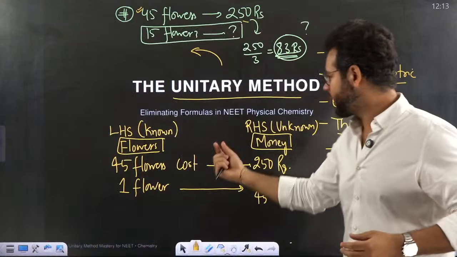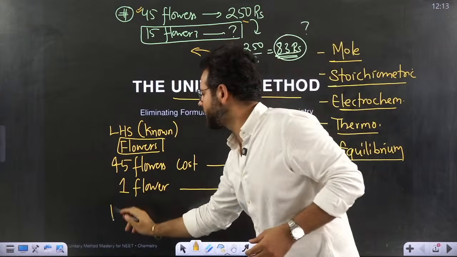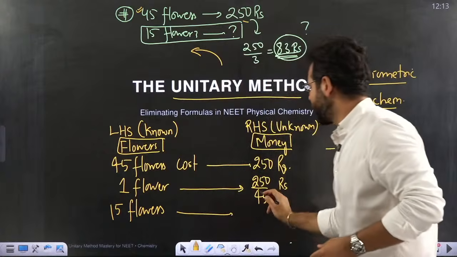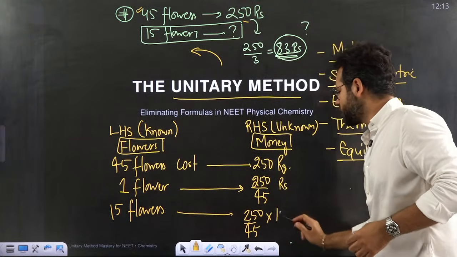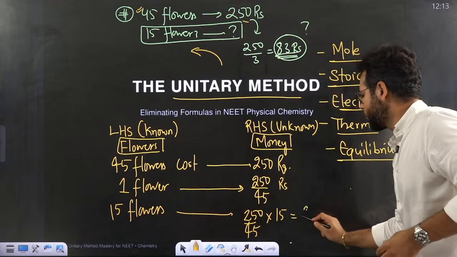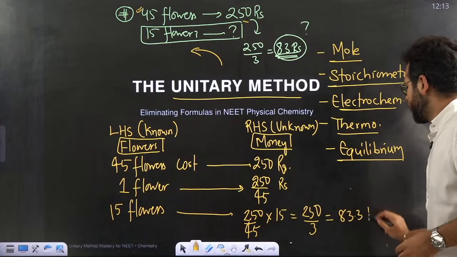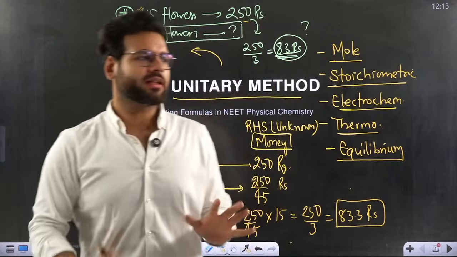Whatever the number is there, bring it to the denominator. And then you are trying to purchase 15 flowers. So then you will say 15 flowers cost how much? If one flower costs 250 by 45, 15 flowers will cost into 15, which is 250 by 3, 83.3 rupees. Simple.